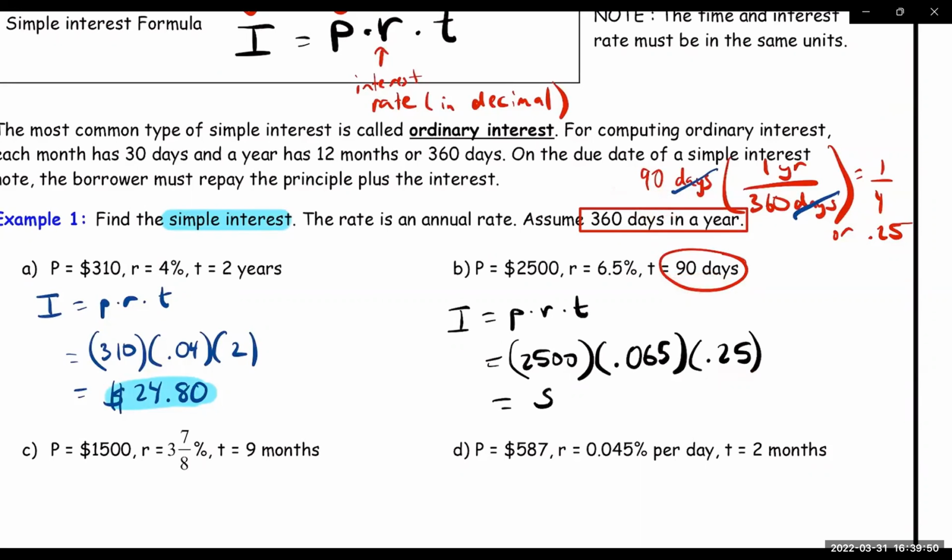So it's going to be $40.625. That would convert to $40.63, right? Because it's 625, but you have to round to the nearest cent. So the 5 will bump the 2 up, and it'll change that to a 3. Yeah, so there it is. The simple interest is $40.63.